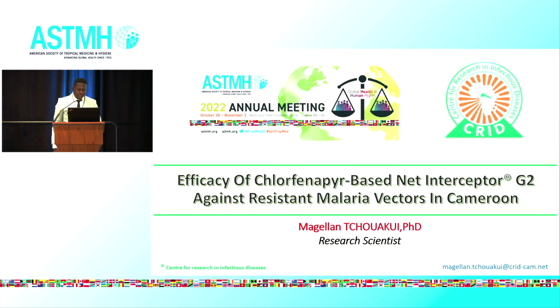I am Mazaran Chakri, a research scientist at the French Center for Research in Infectious Diseases in Cameroon, in the Charles Wanji Research Group. I am working mainly on resistance management and also molecular basis of resistance to novel insecticides. Today I'll be presenting on the efficacy of chlorfenapyr-based nets, Interceptor G2, on malaria vectors in Cameroon.